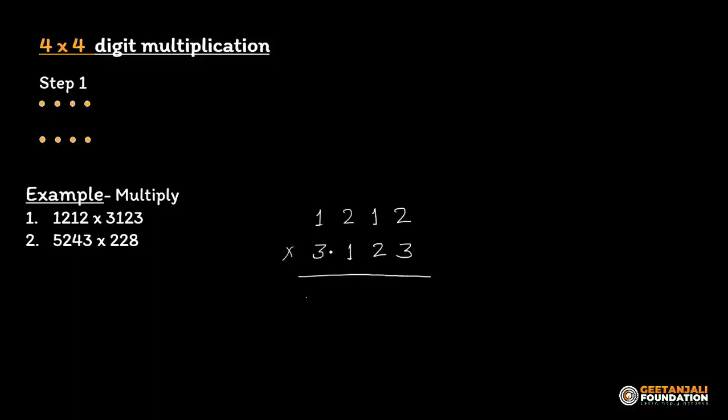Start with the first step. First step, multiply these two digits. 3 2s are 6, no carry. Next step, move towards left, take next column.